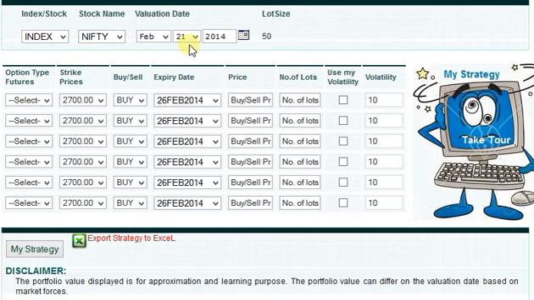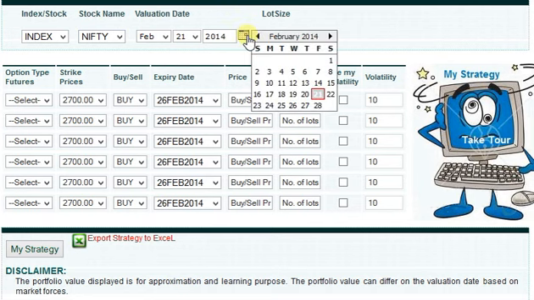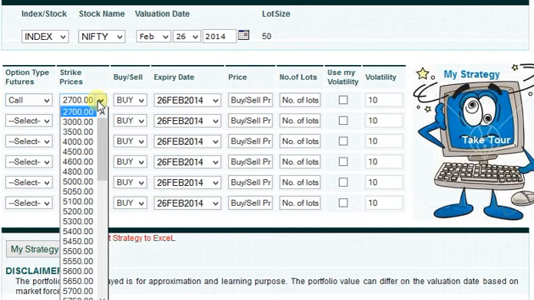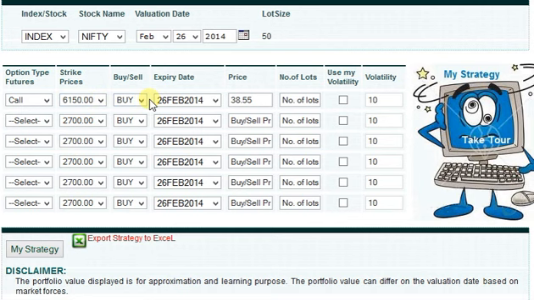Let's say I want to value my strategy on 26th of February. So I have selected 26th of February. So I am selecting one of the call options to start with first. So I have selected call option. I am taking strike price of 61.50. Currently Nifty is trading at a price of 61.55. So I am buying an at the money call option. So price is 38.5. So let's say it's available to me in the market at a price of 40 rupees. I am buying one lot of it.